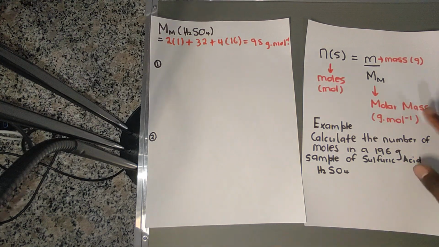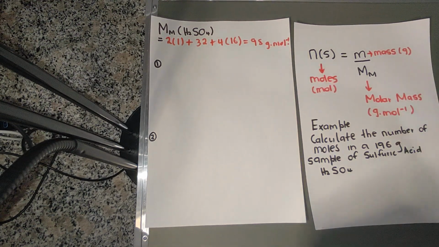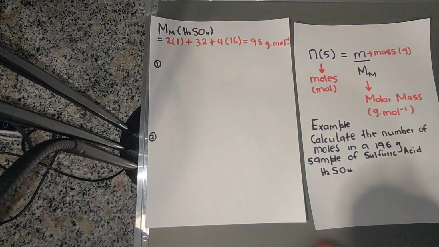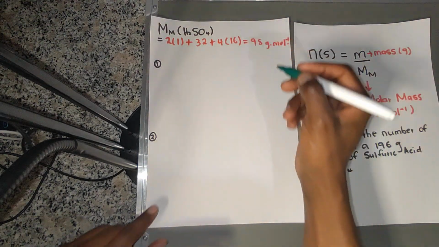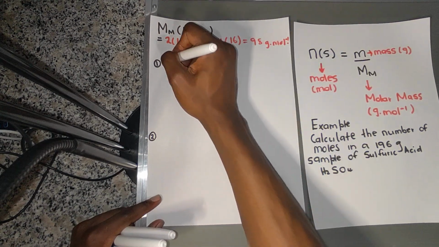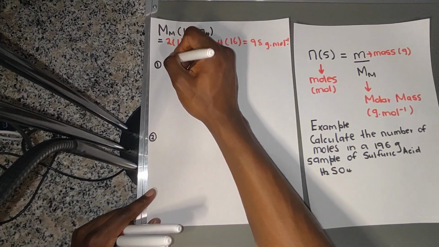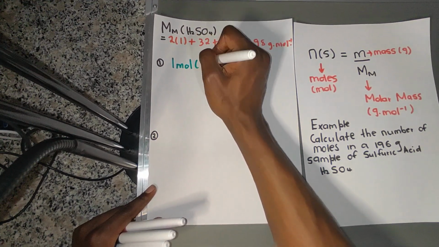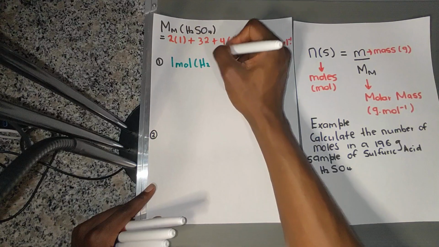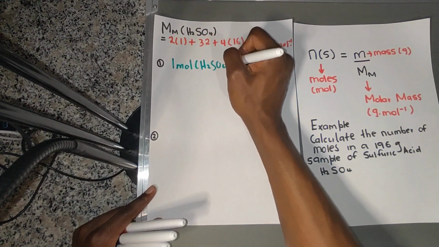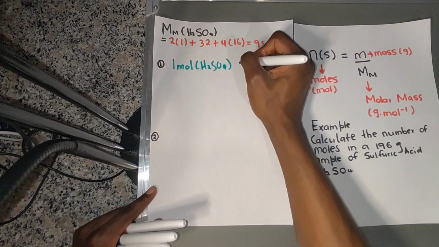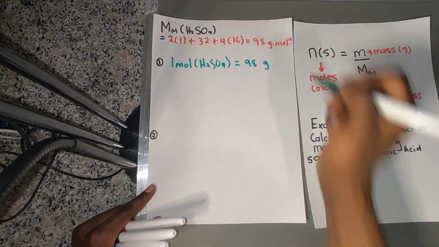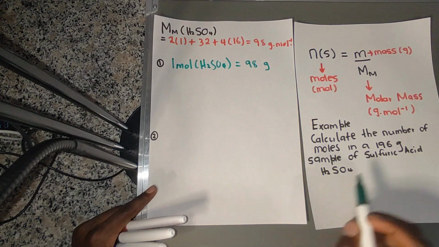Now, what is the first option we're going to use to find the number of moles? So now we can interpret this molar mass. So what does this molar mass mean? This molar mass tells us that 1 mole of H2SO4 will weigh 98 grams.